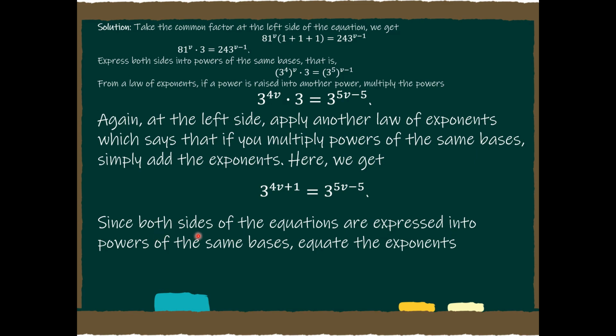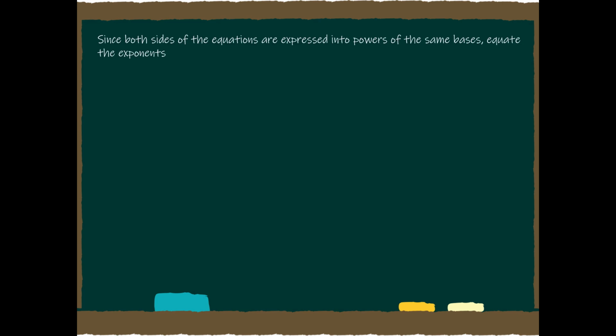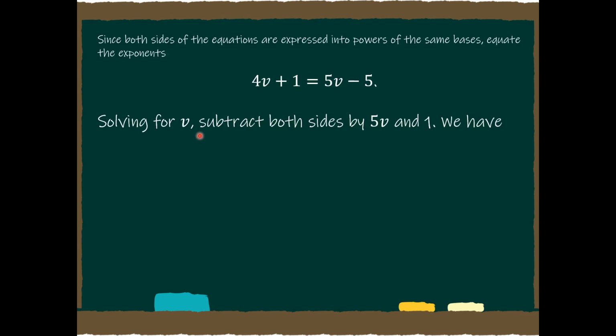Then, since both sides of the equation are expressed as powers of the same base, equate the exponents. So in here we have 4v plus 1 equals 5v minus 5. We have to manipulate this equation to solve for v. You subtract both sides by 5v and 1.